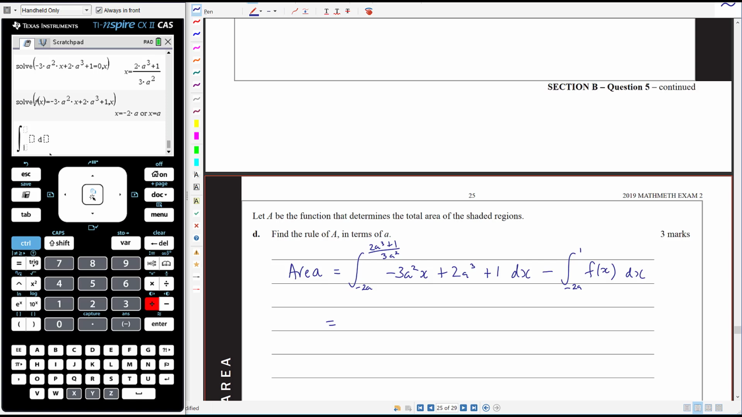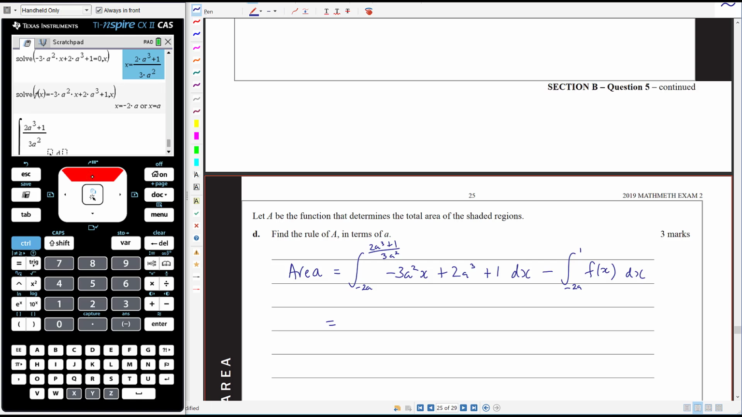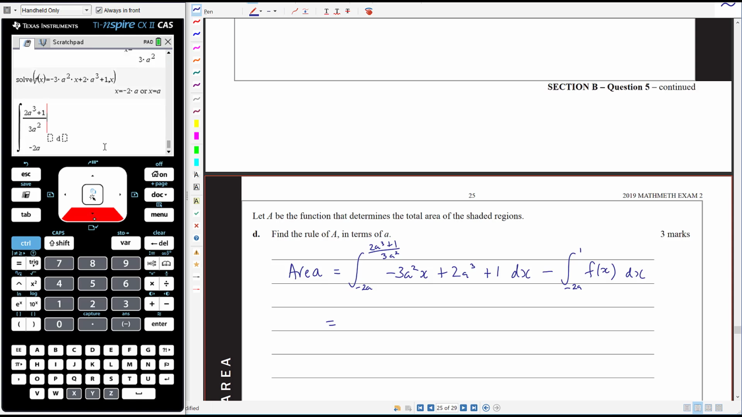Alright, so let's do that. So integral from negative 2a to 2a cubed plus 1 over 3a squared. And that's going to be our tangent. I'm going to go up here and copy the tangent. If I just press enter here, it'll go into the upper limit. So if I press Control C so that I can paste it where I want it to be, Control V. So it's the integral with respect to x of that, minus the integral from negative 2a to 1 of f of x.